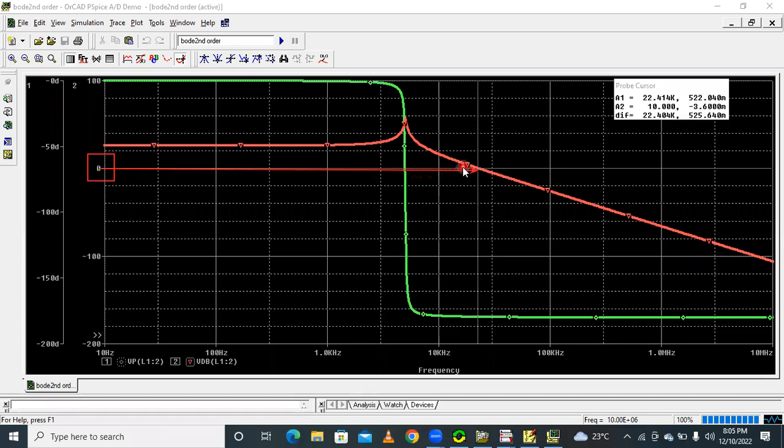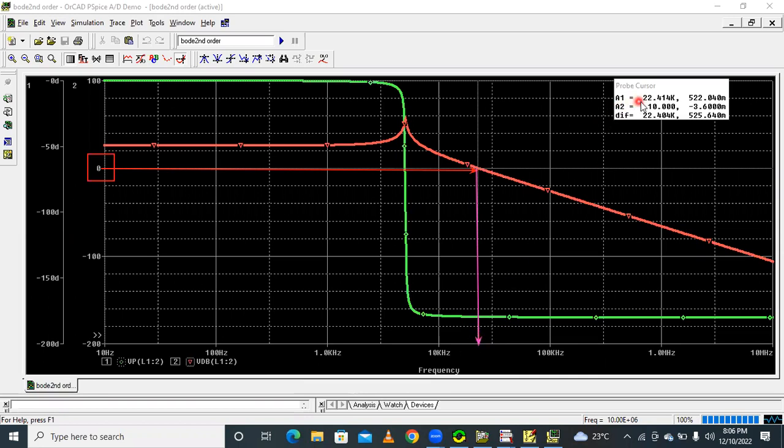The frequency corresponding to the 0 dB line, that means where the magnitude plot crosses the 0 dB line, is called our gain crossover frequency. From here, 22.414 kilohertz, the corresponding line on the x-axis, this is our gain crossover frequency.